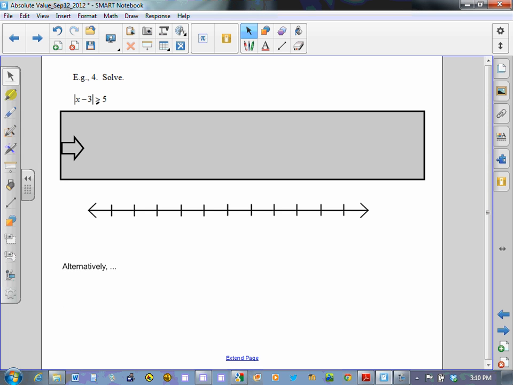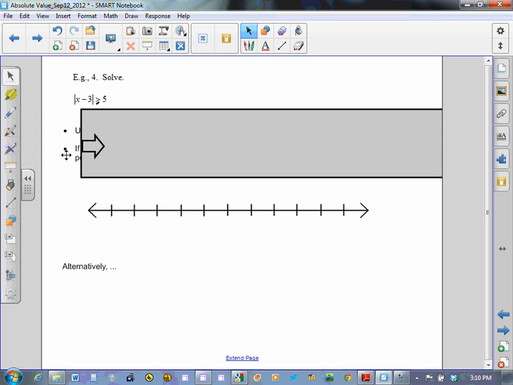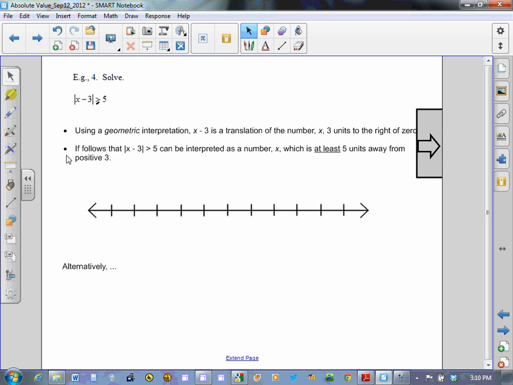So we'll take two approaches to it. Geometrically, we'll look at it in terms of a number line, and then we're also going to look at it in terms of solving two inequalities and applying some algebraic reasoning. But first and foremost, it's important that we try to understand what the expression means. Okay, so let's take down these two points here.